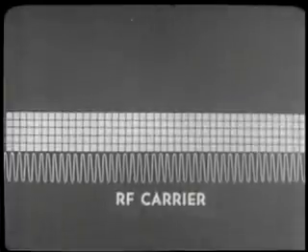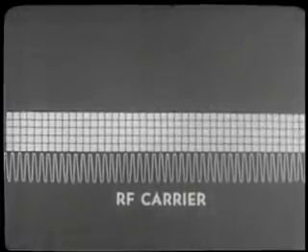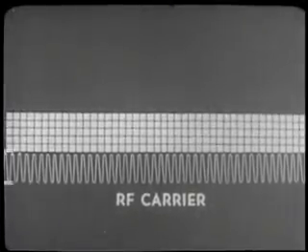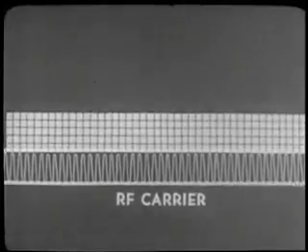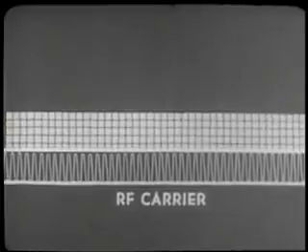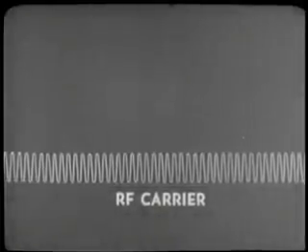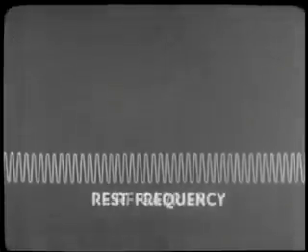An unmodulated carrier would be the same for FM as it is for AM. It has constant frequency and constant amplitude in its unmodulated condition. The carrier frequency, which is determined by the oscillator, is called the rest frequency. So long as there is no audio signal, the carrier is unaffected.